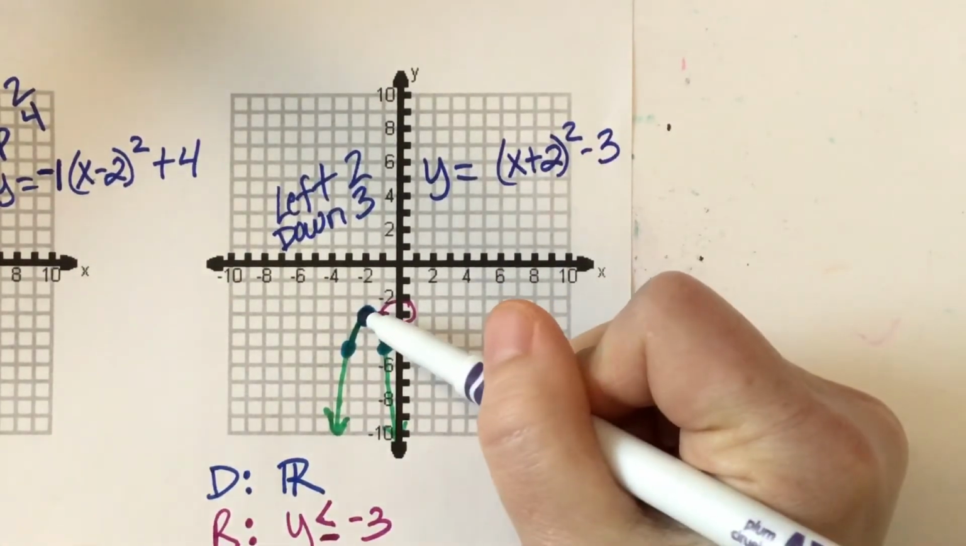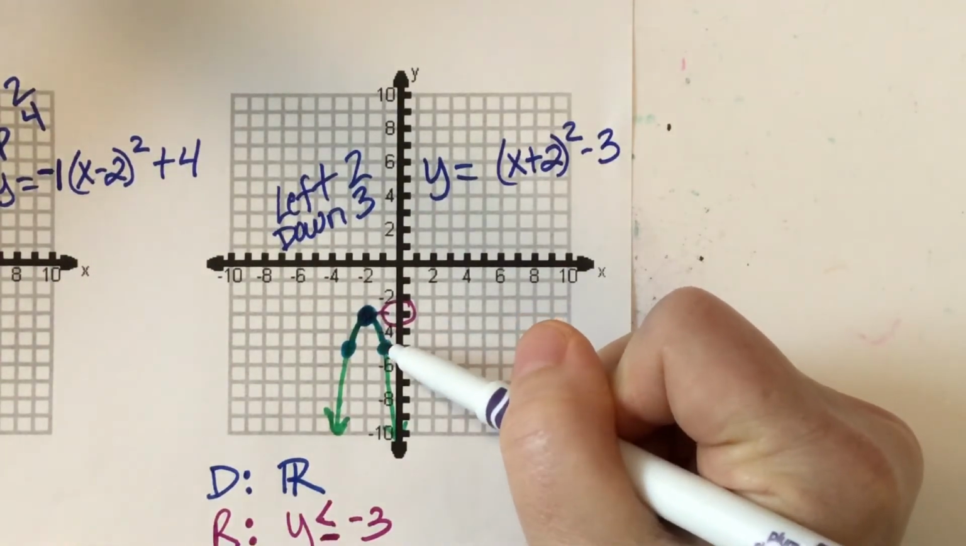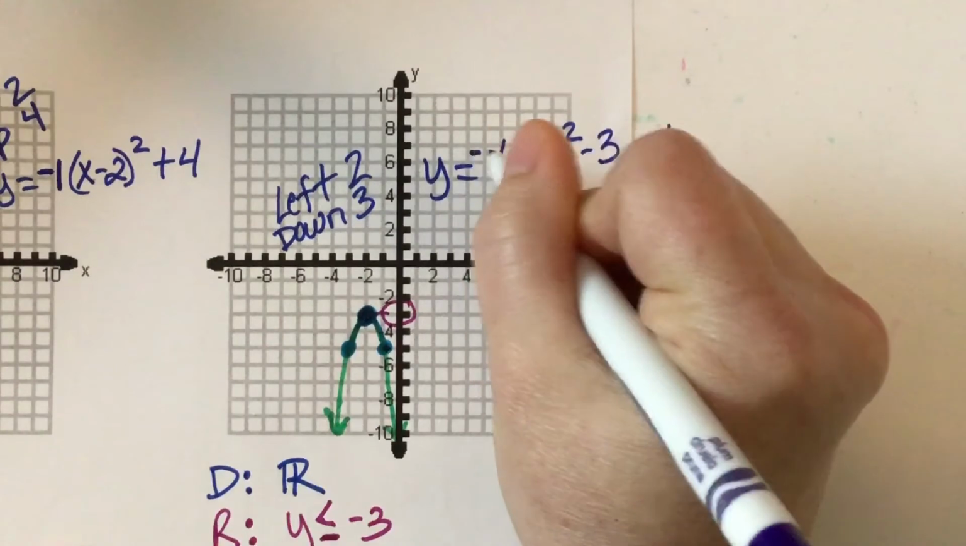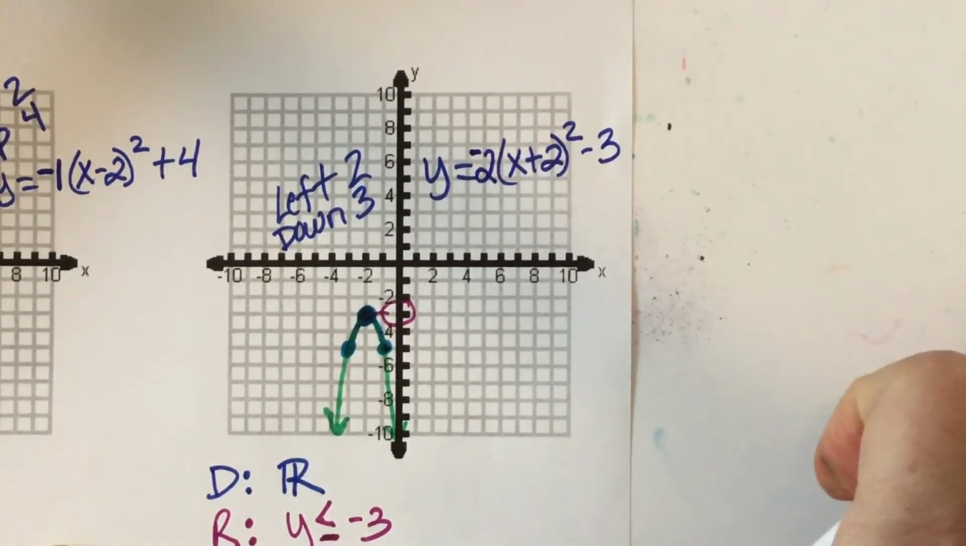Now, once again, the graph's opening down, so I know it's going to be a negative. So let's see. After we go right 1, it takes going down how many before you hit the graph? It takes going down 2. So this time, our A is a negative 2. And this is called vertex form.